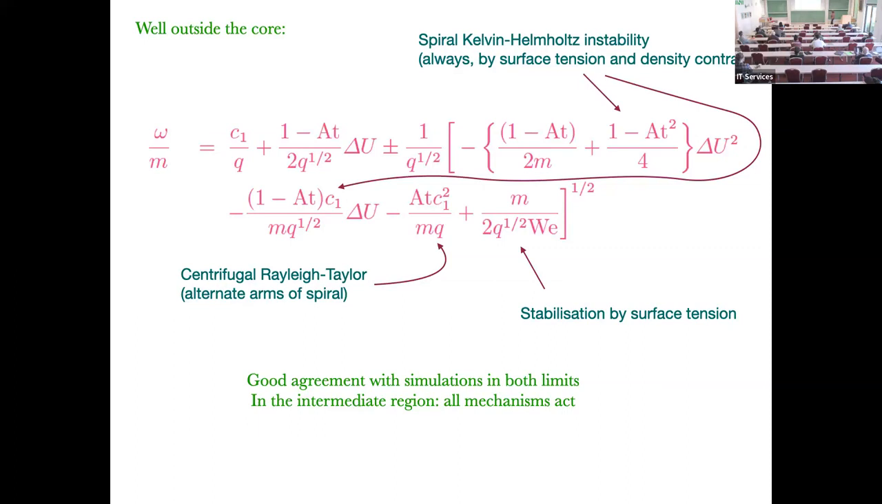And there is the spiral Kelvin-Helmholtz instability, which is created by surface tension and density contrast. So surface tension always creates it. Density contrast sometimes aids and sometimes acts against it. We have good agreement with simulations in both the inside and outside limits. In the intermediate regime, we need to do the full solution, and all the mechanisms act together.